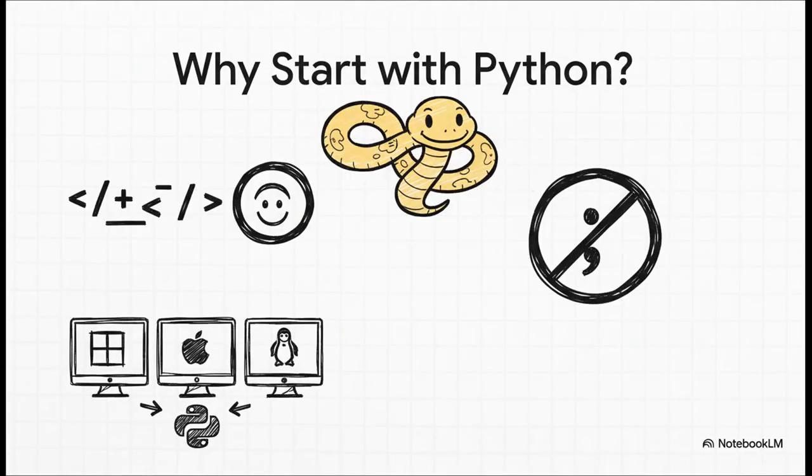And why is it such a great starting point? Well, honestly, because it's famous for being easy to learn. The way you write it is just clean and simple. You don't have to worry about a bunch of confusing symbols like semicolons at the end of every line. Plus, as you can see, the same code just works whether you're on a Windows PC, a Mac, or a Linux machine. It's all about getting you from your idea to a working program as fast as possible.